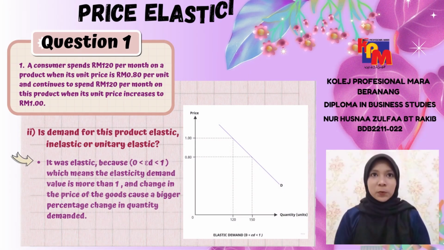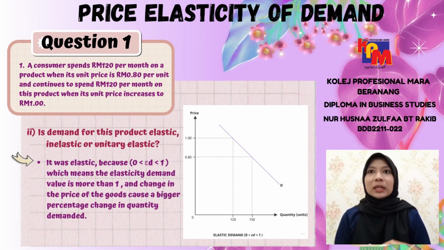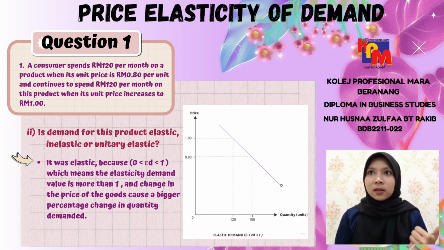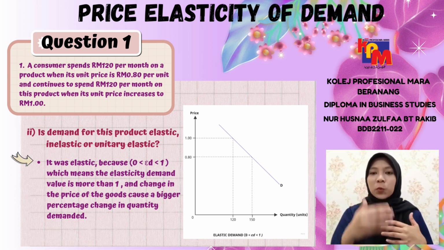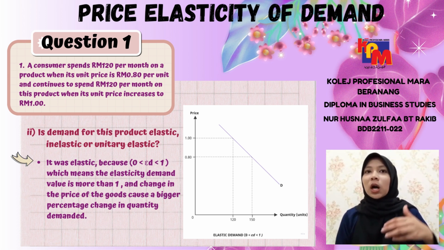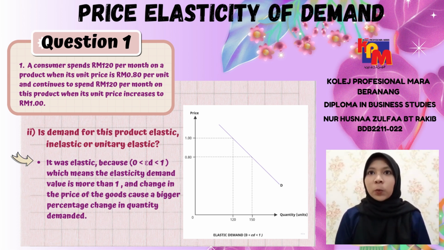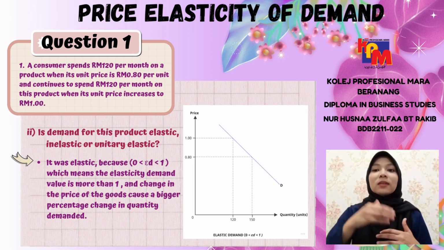Okay, for the next question, we need to determine whether the demand for the product is elastic, inelastic, or unitary elastic. To answer this question, we need to refer to our answer at question 1, which is 1.25. By this, we can see that the demand for this product is elastic.